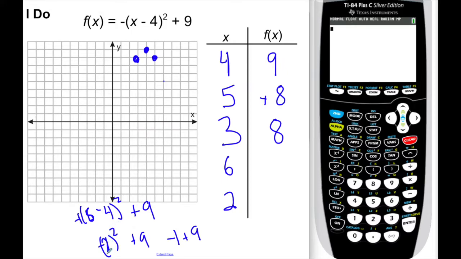6 minus 4 gives me 2. 2 squared is 4. This makes it a -4. And -4 plus 9, go figure, is 5. And then 2 must have the same y value as 6, again due to symmetry. I think I need to go 1 up on both of these. 1, 2, 3, 4, 5. 1, 2, 3, 4, 5.